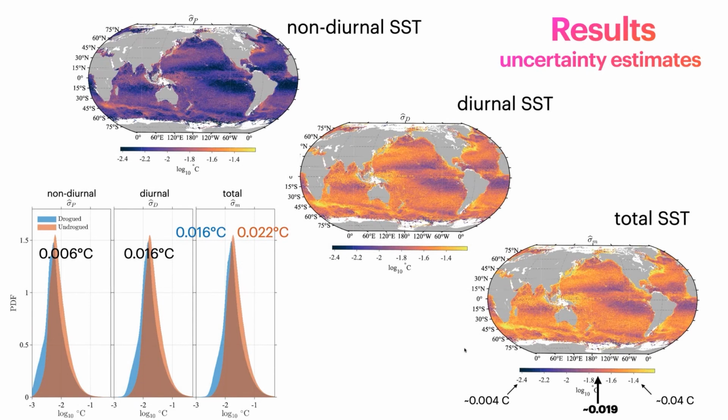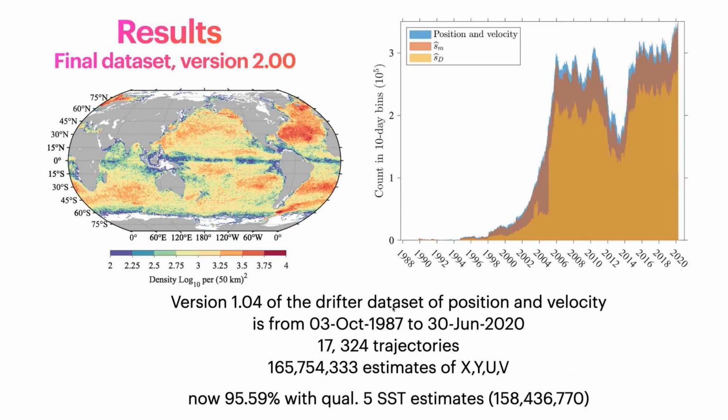About the uncertainties as well, we estimated the uncertainties globally, and what we find is that the non-diurnal uncertainty is a lot smaller, on the order of 6×10⁻³ degrees Celsius, compared to the diurnal uncertainty on our single estimates. But for the total, as an example, we find also that, once again, the uncertainty in the product is higher for undrugged drifters compared to drugged drifters. And then here, once again, you see global maps of the uncertainty in the estimates of non-diurnal SST, diurnal SST, and total SST. And you can see again that you have some large geographical differences in those estimates of uncertainty.